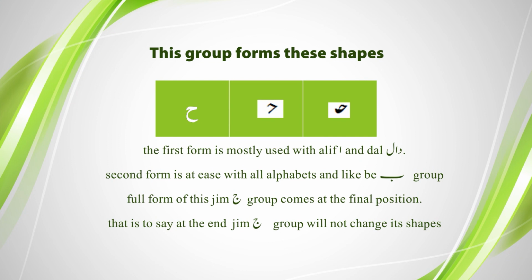Second form is at ease with all alphabets, and like B group, the full form of this Jim group comes at the final position, that is to say at the end. Jim group will not change its shape. Two things we have to remember. The first form mostly comes with alif and dal, but it is not a rule. It can come with other alphabets. Second form is at ease with every alphabet, and mostly it is in Jim group. The second form is mostly used.